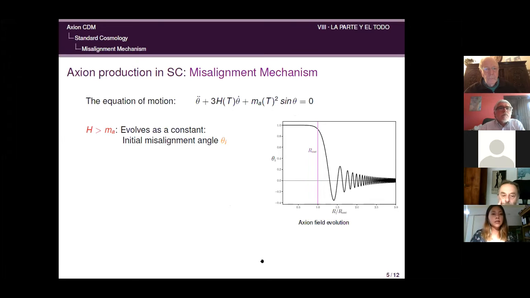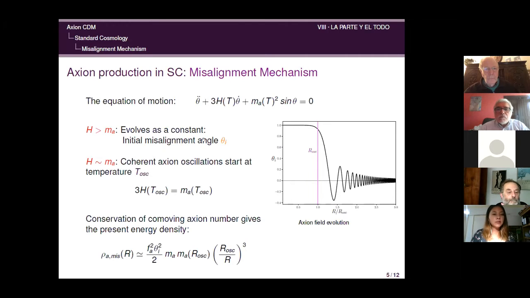So now we can study the axion production by the misalignment mechanism in a standard cosmology. The equation of motion for the axion field corresponds to this one. Here we have the Hubble parameter, which is given by radiation in a standard cosmology. And we can see that this equation corresponds to a damped harmonic oscillator, where the Hubble parameter acts as a friction term. For high temperatures, the Hubble parameter is larger than the axion mass, so we can ignore the last term. And the axion field evolves as a constant, which is given by the initial misalignment angle. This value corresponds to a free parameter of the theory, and we can see this behavior in this part of the figure.